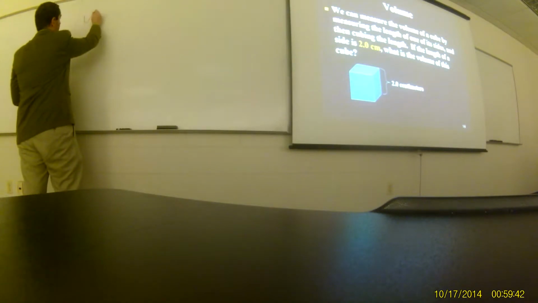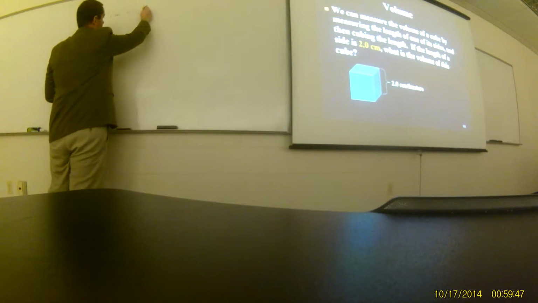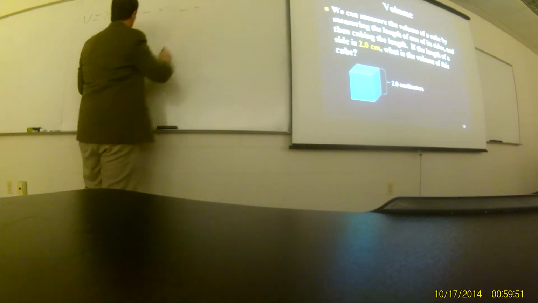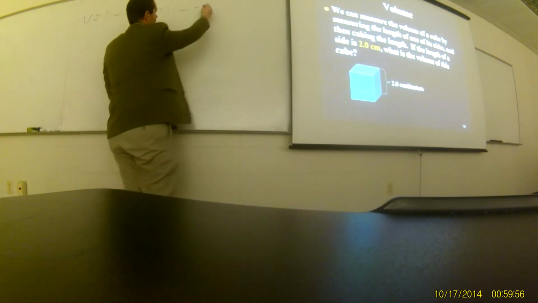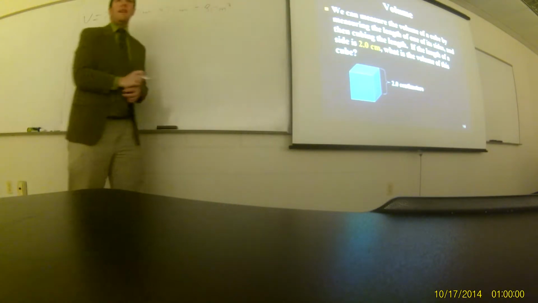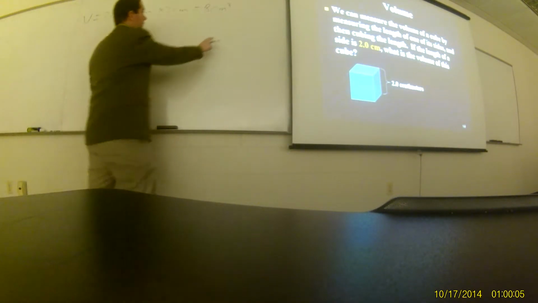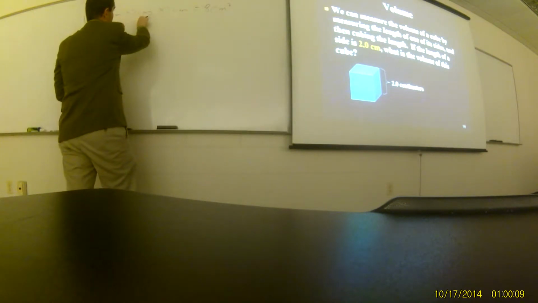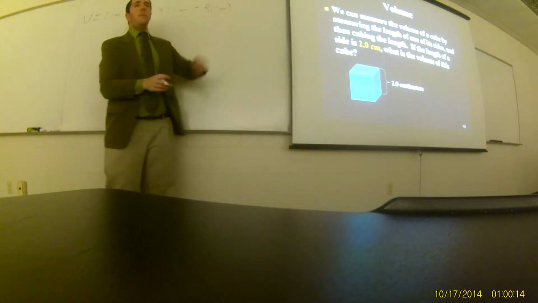So volume, I'll abbreviate V, is 2 centimeters times 2 centimeters times 2 centimeters equals 8. 2 times 2 is 4 times 2 is 8. 8 centimeters cubed. Centimeters cubed, yes. You have to have that unit. Okay? You have to have the unit, and you know it's centimeters cubed because that was centimeters times centimeters times centimeters, which is centimeters to the 3rd power.